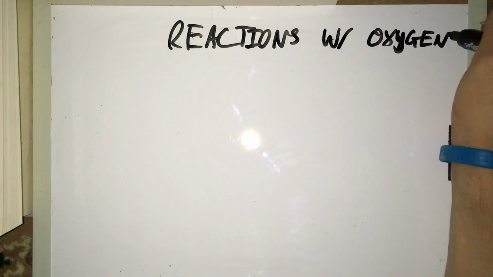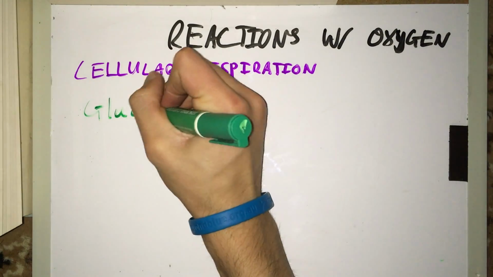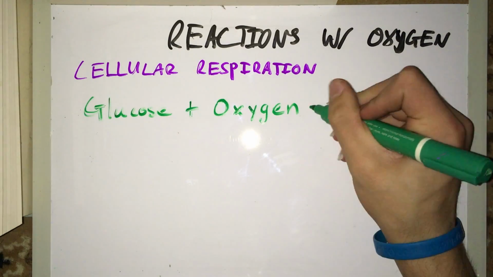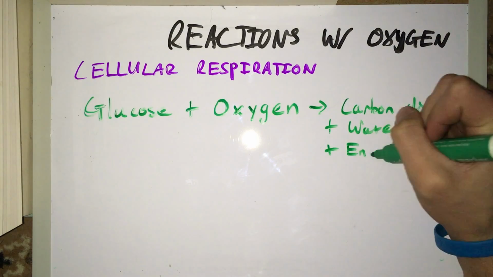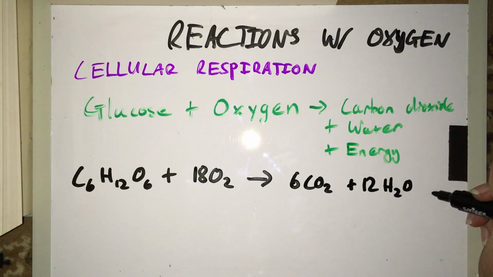A common chemical reaction involving oxygen is cellular respiration, which occurs when your cells make energy for your body. The word equation for cellular respiration is glucose plus oxygen yields carbon dioxide and water and energy. The balanced chemical equation for cellular respiration is written on the board.